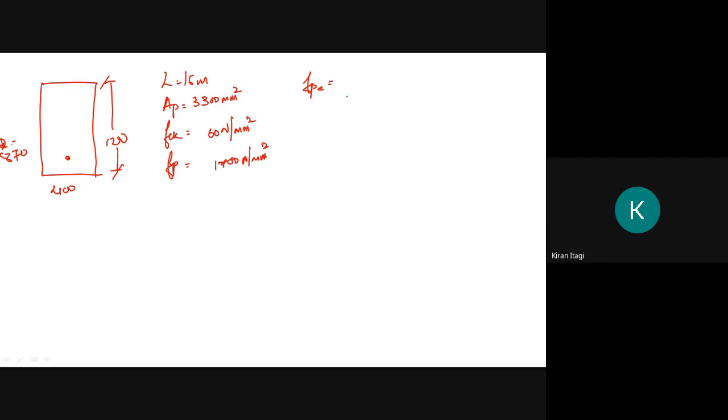FPE after the losses is 910 Newton per mm². B he has given 400, and D is 870. Calculate the value of MU.